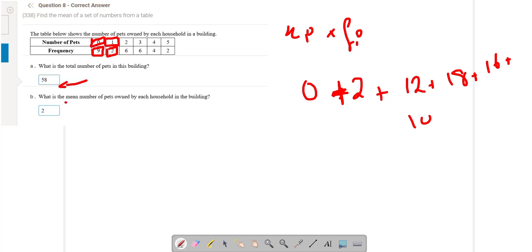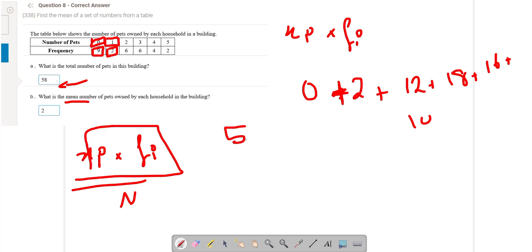Now they just want the mean number. The mean number is xi times fi over the total frequency. We already got that this part is equal to 58, and n is equal to 9 plus 2 plus 6 plus 6 plus 4 plus 2, which is equal to 29. So 58 over 29, and you'll get 2.